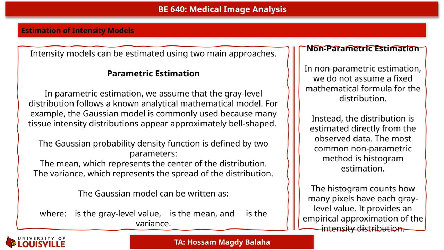So, parametric models are compact and interpretable when their assumptions are reasonable, while non-parametric methods can capture distributions that do not fit a simple predefined shape. In practice, the choice depends on how well the image data match the assumed model.